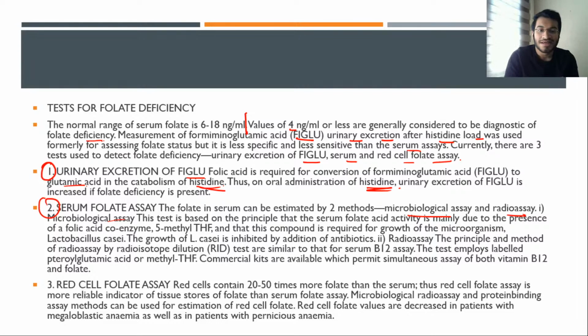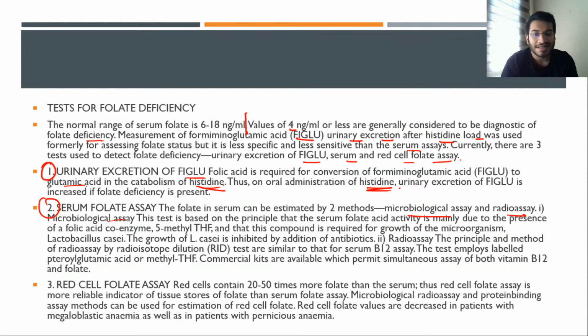Radio assay कैसे होता है? The principle and the method of the radio assay by the radioisotope dilution test are similar to that of the serum B12 assay. The test employs labeled pteroylglutamic acid and methyl THF. Commercial kits are available which permit the simultaneous assay of both vitamin B12 and folate, right?